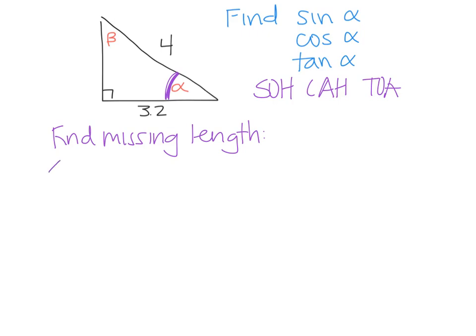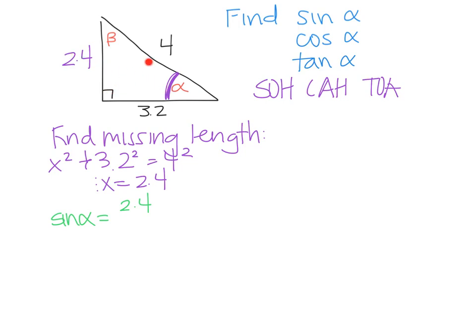So I'll call the missing side x. So x squared plus 3.2 squared equals 4 squared. You can do the math, blah, blah, blah. You get that x is equal to 2.4. So I'm going to write that in right there. All right, so now it's pretty straightforward for me to be able to find my sine, cosine, and tangent. So sine of alpha is going to be the opposite, so 2.4, right? I have to go opposite over hypotenuse. So we're divided by 4. And I know what 24 divided by 4 is, so I just have to add a decimal in there.